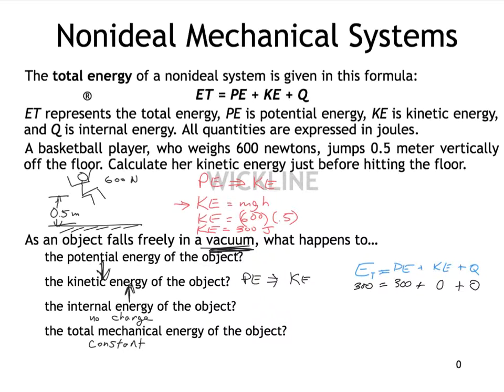Now, as she falls, she converts all of her potential energy into kinetic energy, so that at the bottom of her flight, she has 0 potential energy joules. But all of those joules would be converted into kinetic energy joules, assuming that none of the joules were lost to Q, which is heat, which means that the total is still 300. So that's why, in short, the total mechanical energy of the system always stays constant, even though the potential energy and the kinetic energy and the internal energy can change.